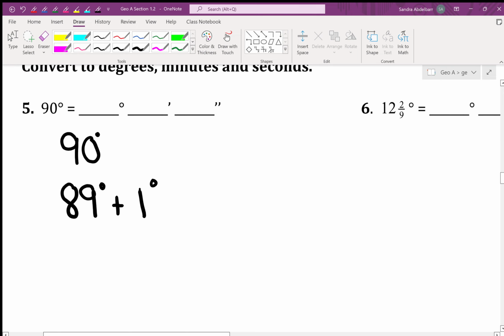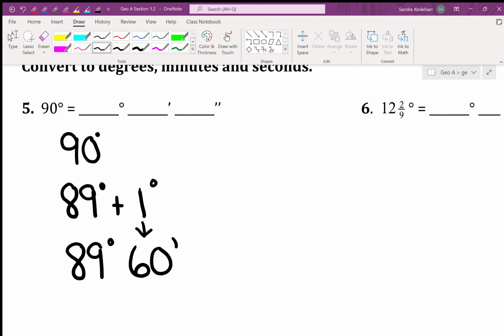And I'm going to do exactly what I did before. I'm going to take that 89, leave it as my degrees, and I'm going to take that 1 degree, and guess what I'm going to change it to? 60 minutes. Is this the format it was asked to be given in? No, we want degrees, minutes, and seconds. So now I need seconds.